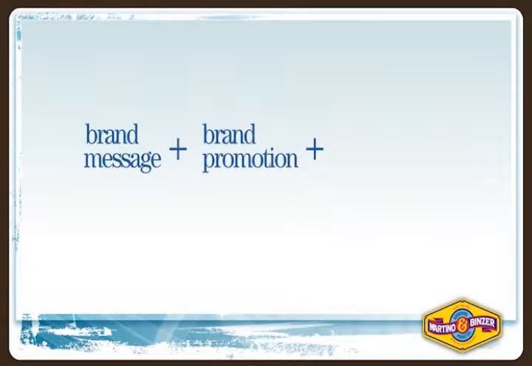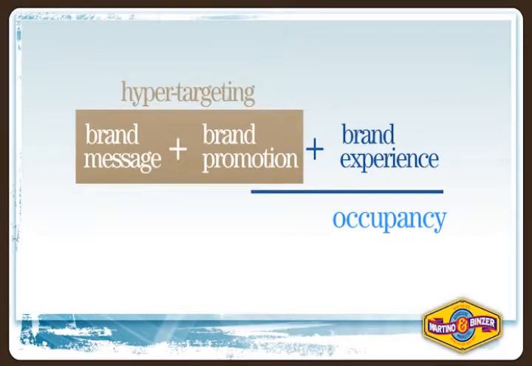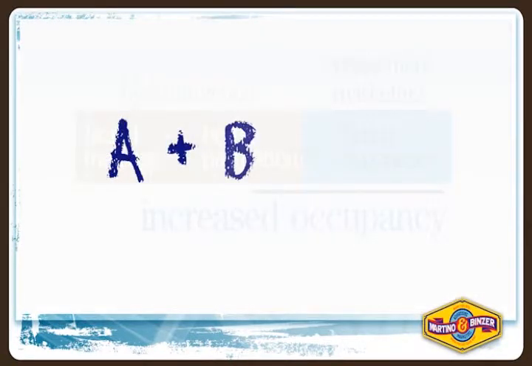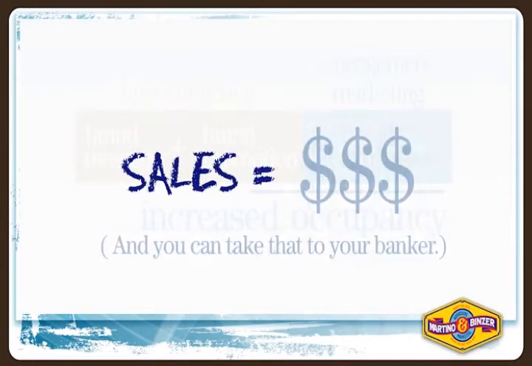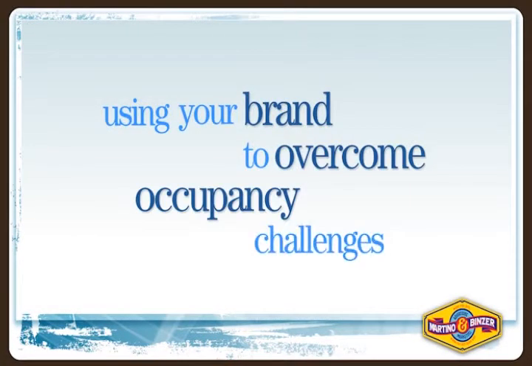First, employ hyper-targeting to deliver a well-defined brand message and brand promotion to a specific audience. Then you use engagement marketing to get prospects to your community so you can deliver a positive brand experience, which makes your sales efforts more focused and effective. When implemented correctly, it's as simple as A plus B plus C equals sales. And sales equals occupancy. And you can take that to your banker. So there it is, how to use your brand to overcome occupancy challenges. Not as daunting of a task as you might have originally thought.